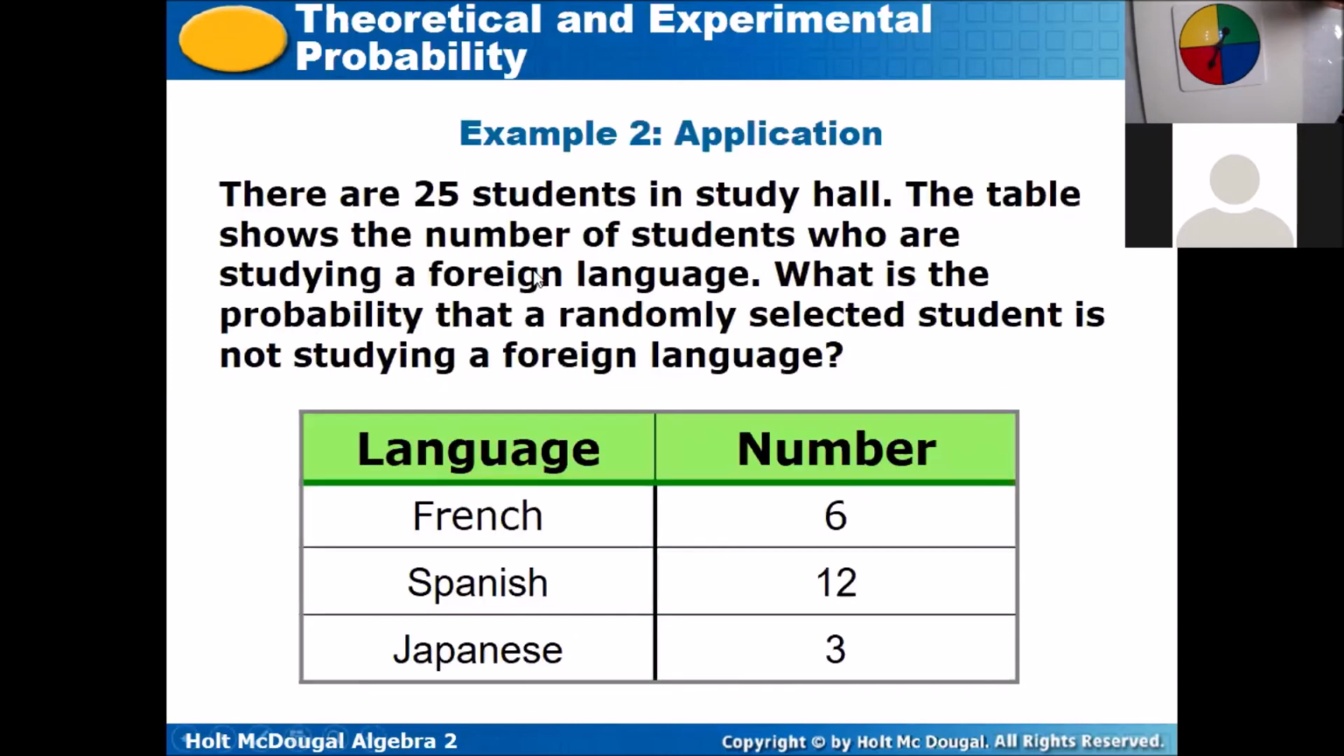Okay. So here, let's talk about this example. It says there are 25 students in a study hall. The table shows the number of students who are studying foreign language. What is the probability that a randomly selected student is not studying a foreign language?